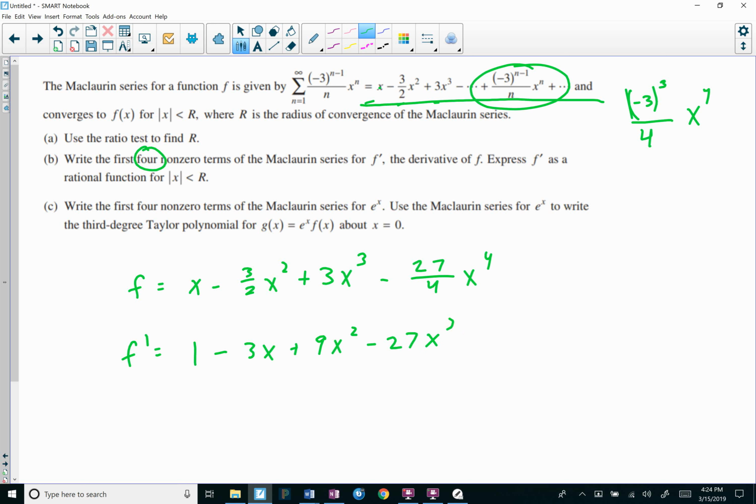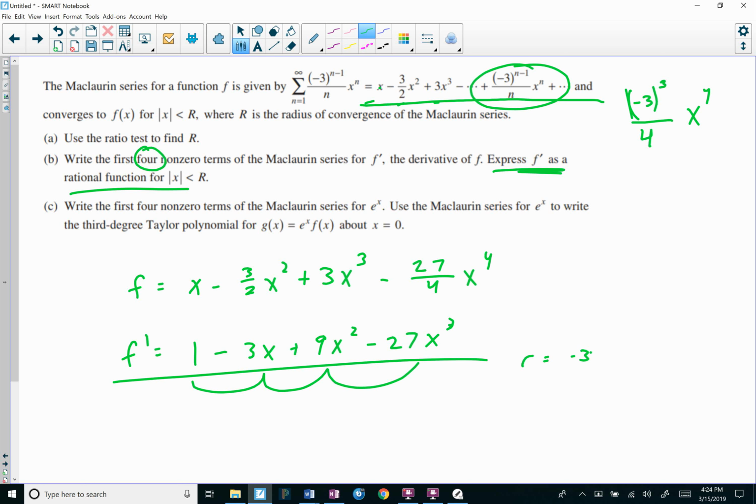And voila, that's an easy 2 points right there. Now, I'm not done with this question, but that's what most people get the 2 points for, and they miss the second part, because it's kind of confusing as to what they're asking. Express f prime as a rational function for the absolute value of x less than r. What? That's kind of weird, right? So what I have to recognize is that my derivative is actually geometric. You are multiplying by the same ratio every time, and what you're multiplying by is negative 3x.